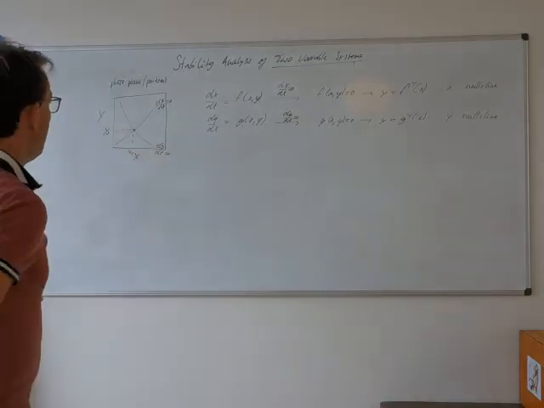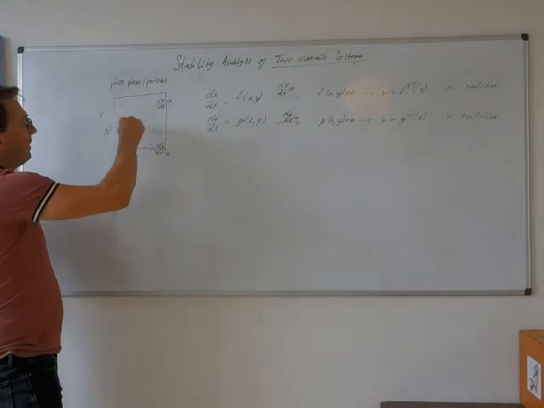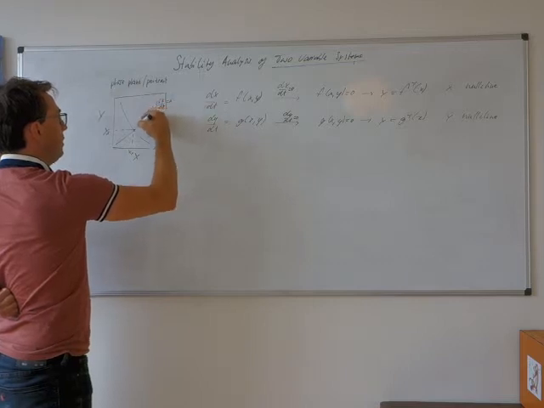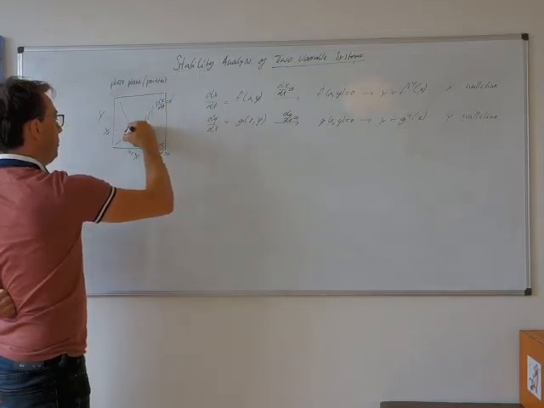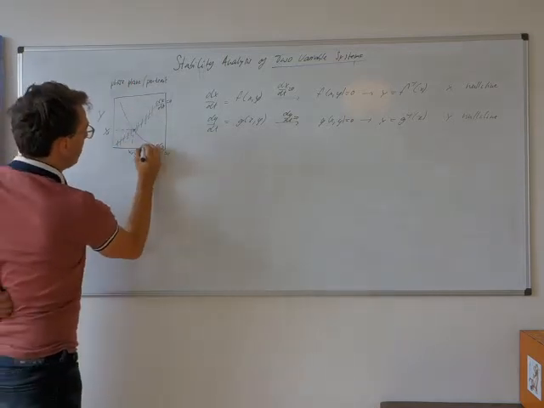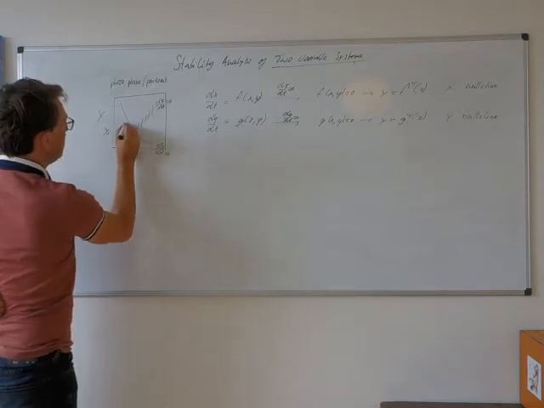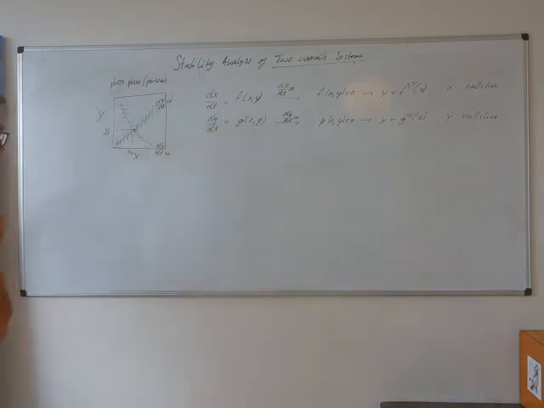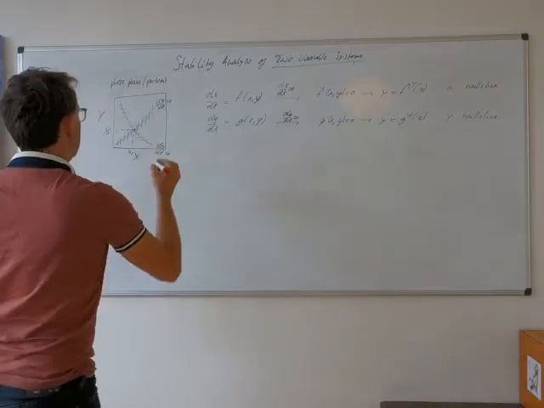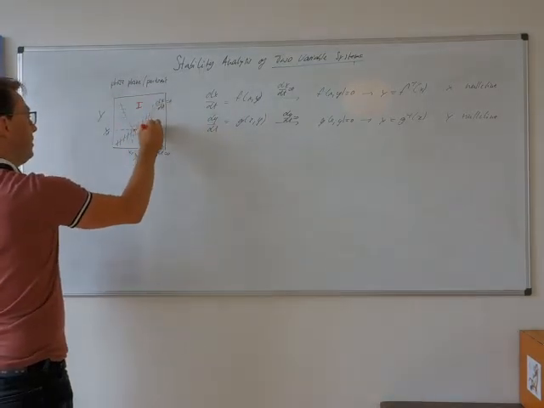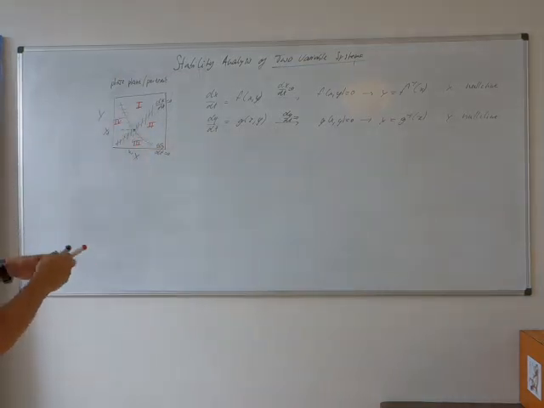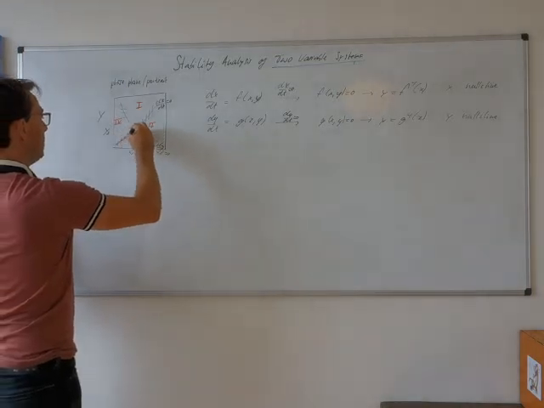Okay? Now, on that line, dx/dt is 0, so only y can change. So all the arrows must point either up or down, but they're all vertical. Along this line, y doesn't change, only x. So here all the arrows must be horizontal. That means we have four regions. This region, that region, that region, and that region. And these regions are bordered by the null lines.